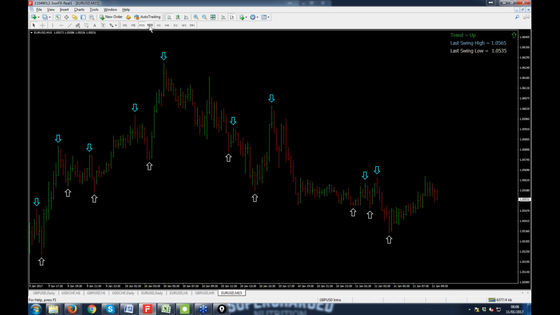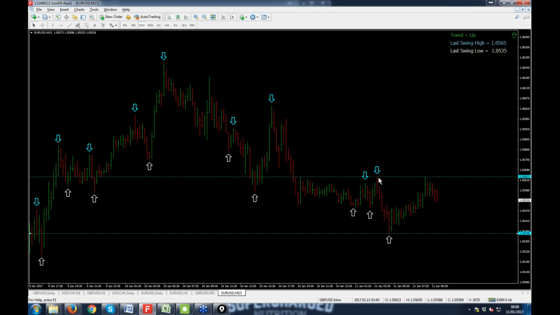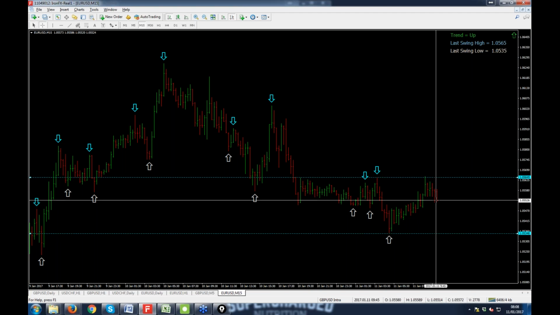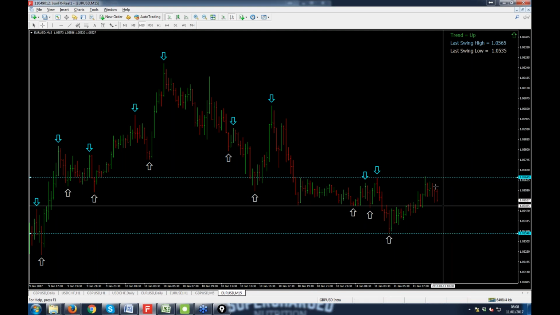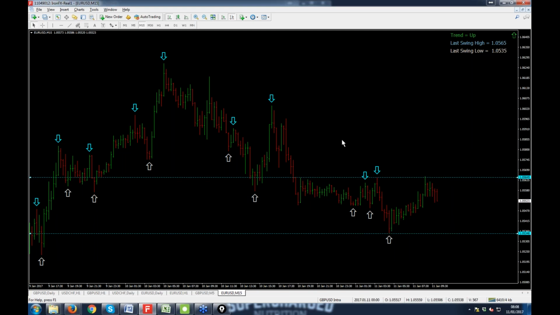If I switch this to the Euro-dollar 15-minute, you can see that the 15-minute swing low is already at this level here, 1.0535. The 15-minute swing high, I can tell you already, is here at 1.0564. And again, if this particular bar closes and it continues pushing downwards, then more than likely there'll be a new swing high on the 15-minute Euro-dollar. But for now, there are the levels.